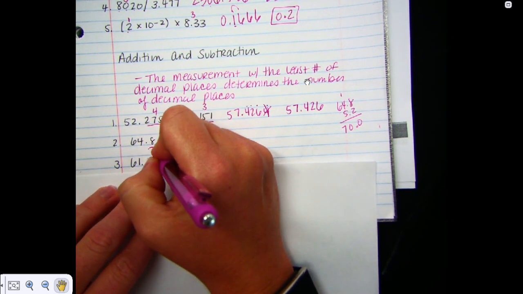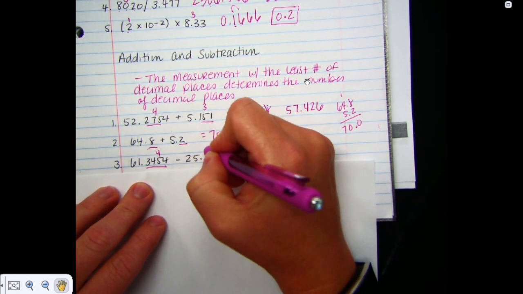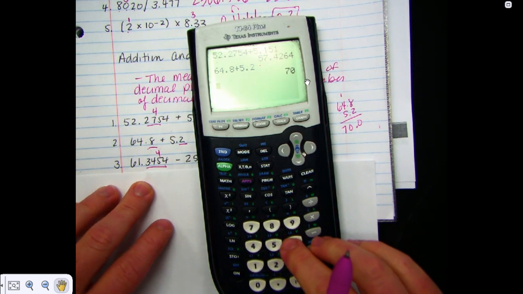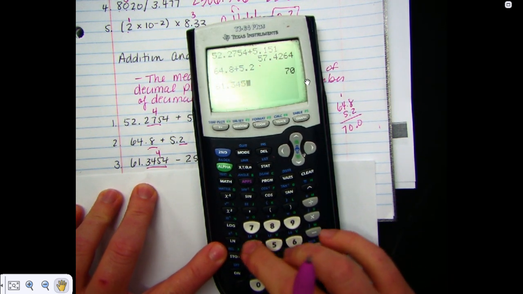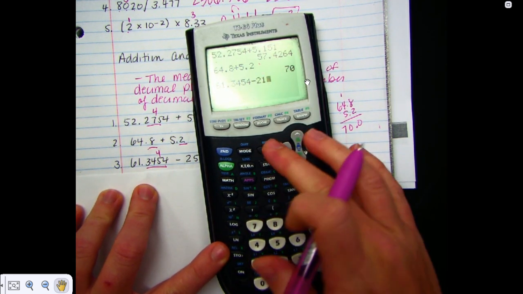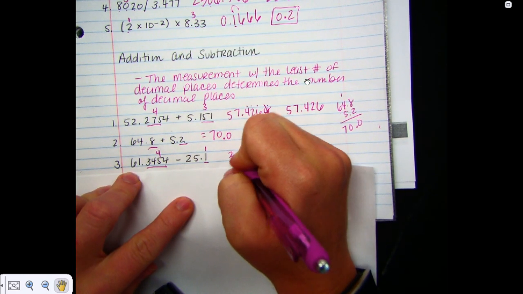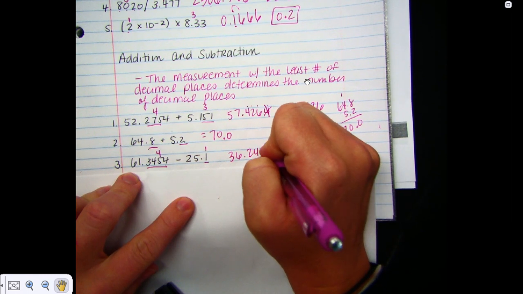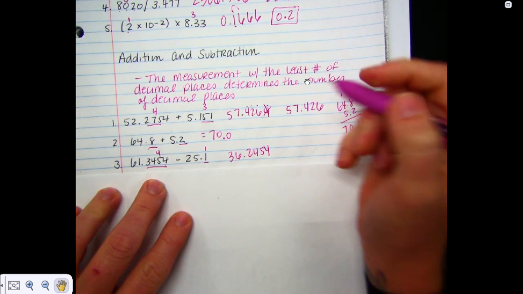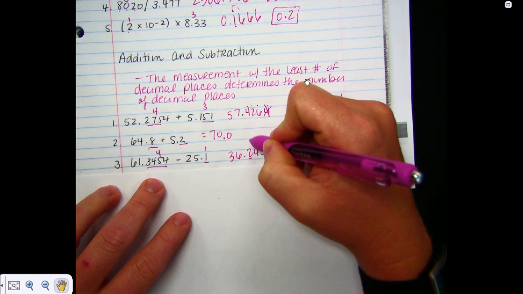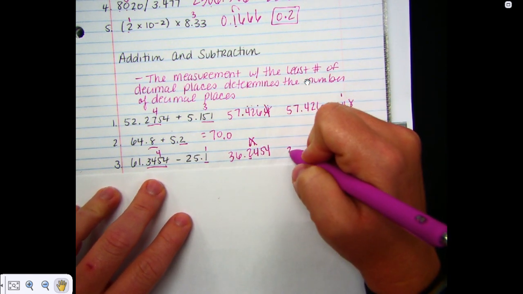All right, next one. 61.3454, that has 4. 25.1 has 1, so my answer can have 1. 61.3454 minus 25.1 gives me 36.2454. So 1 decimal place. 1, does the 4 round? Nope. 36.2.